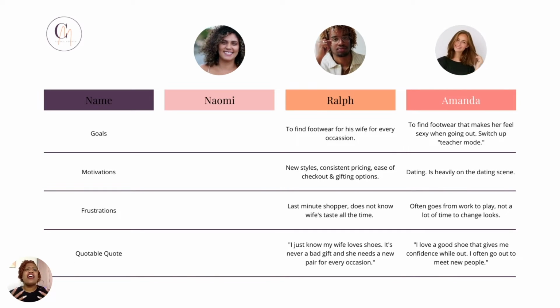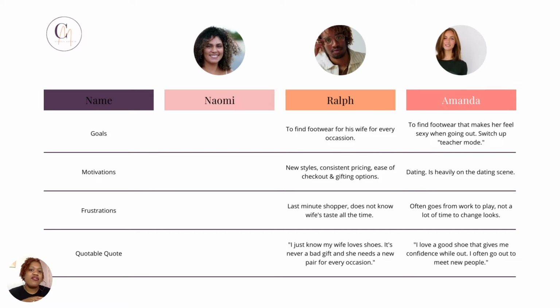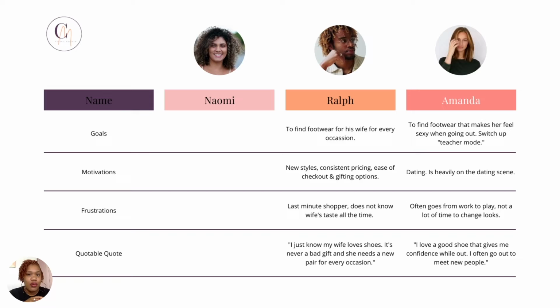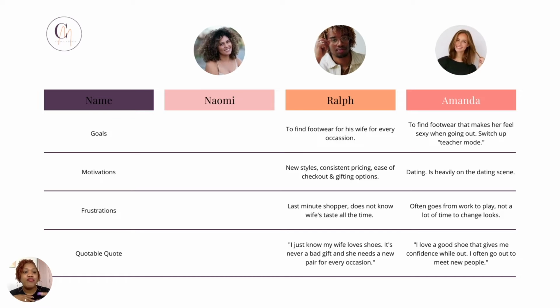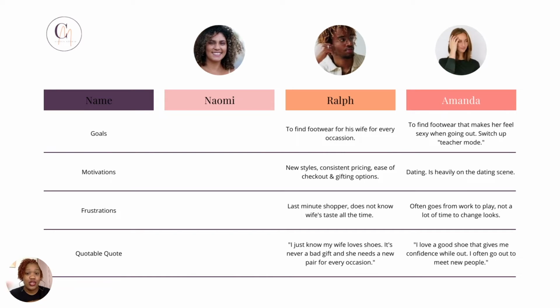So the next thing that you need to have in a persona is their goals. What are the goals of having your brand? So for Ralph, it's to find footwear for his wife for every single occasion. For Amanda, it's to find footwear that makes her feel sexy when she goes out and switch it up from teacher mode. Some of Ralph's motivations are new styles, consistent pricing, and ease of checkout and gifting options. He needs to be able to gift these things to his wife. Amanda is on the dating scene. She really is motivated to meet new people and get out there.